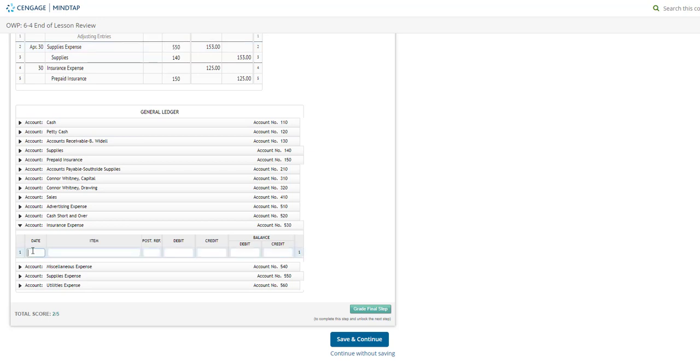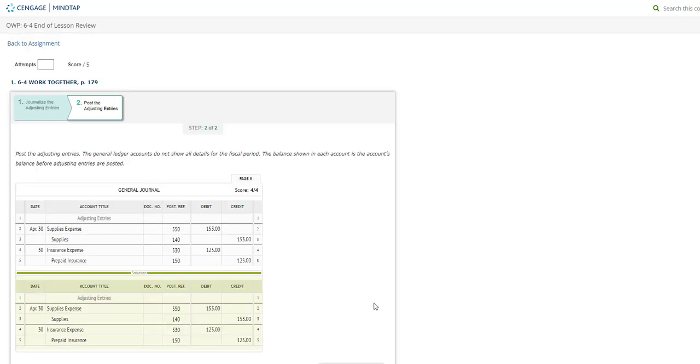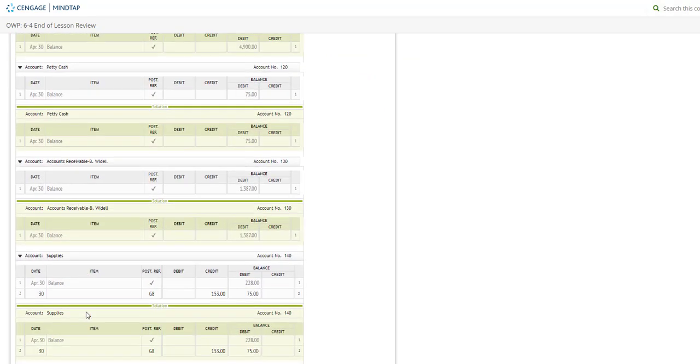And insurance expense is going to be the same thing, April 30th. And insurance expense was a debit amount of $125. And this came from page G8. It was a balance of $125. And the account for insurance expense is 530. And grade that step. And that's all you're having to do on this page.